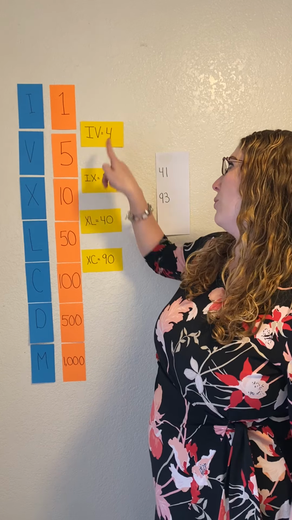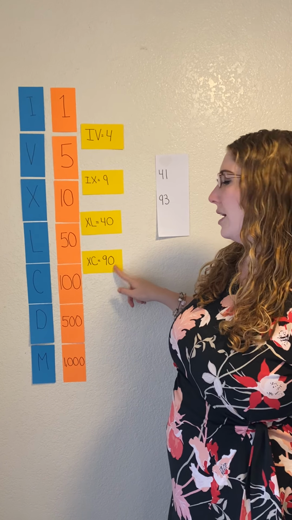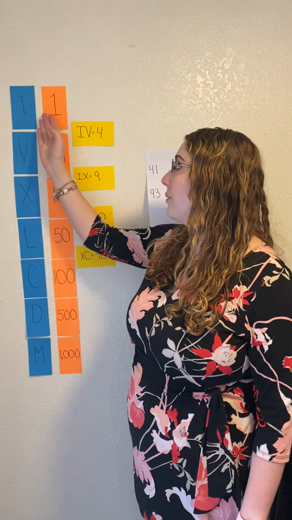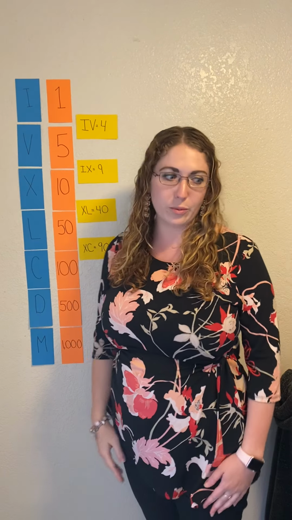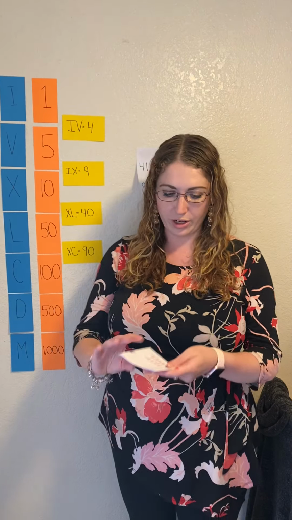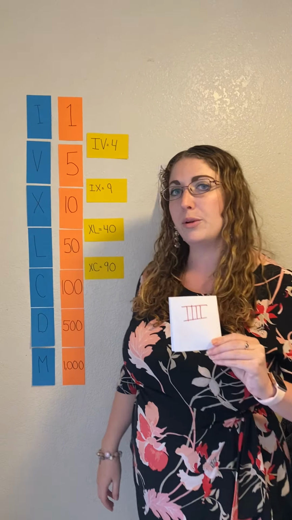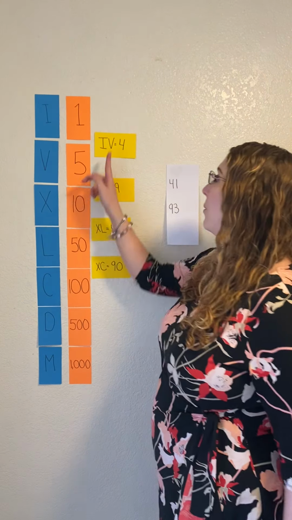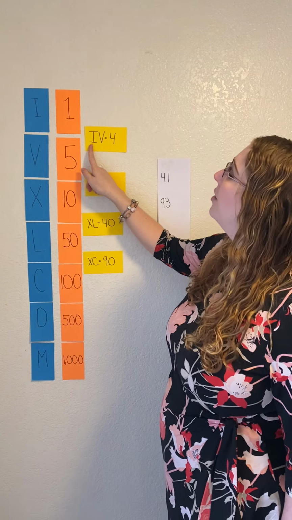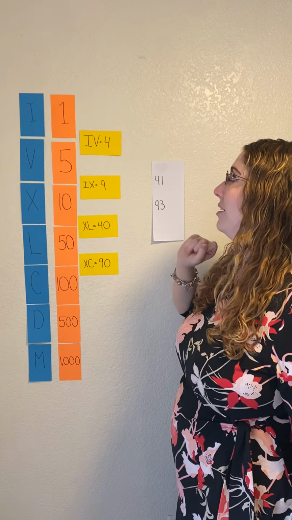These are the numbers 4, 9, 40, and 90. They do not follow the standard rules that we just talked about with Roman numerals. If I was just guessing how to write Roman numeral 4, I would guess it's I. But that's not how we write Roman numeral 4. We write Roman numeral 4 as IV, which stands for 1 before 5.